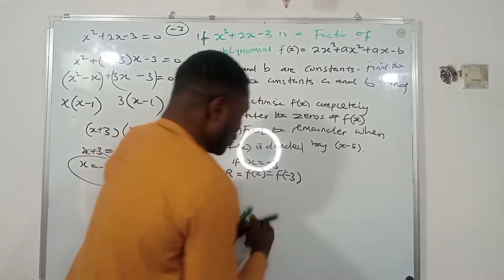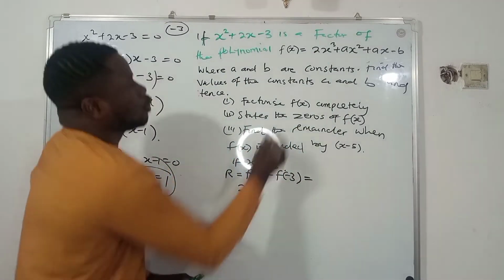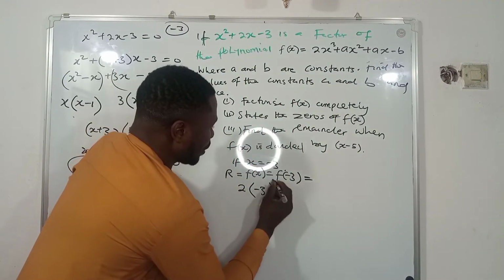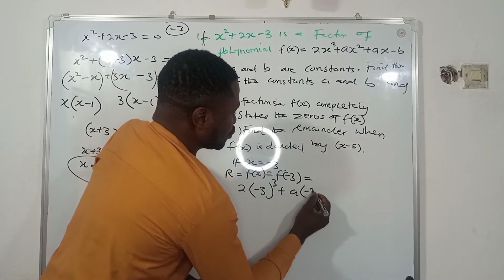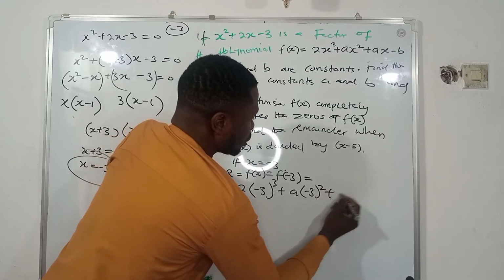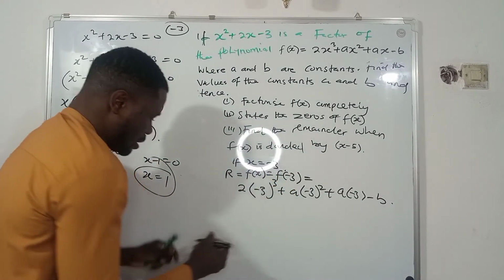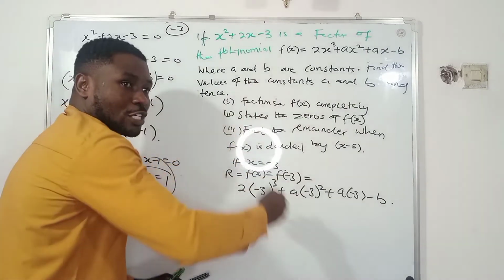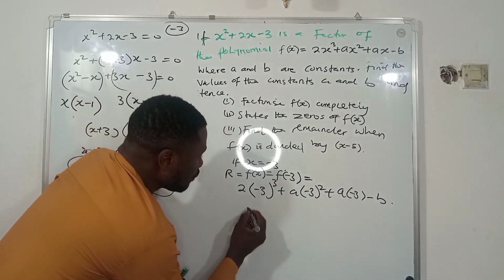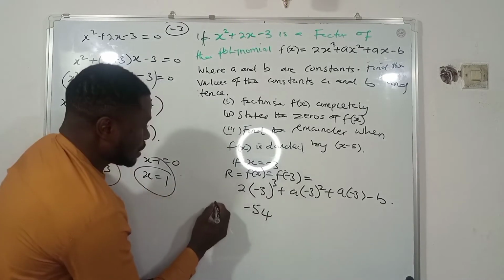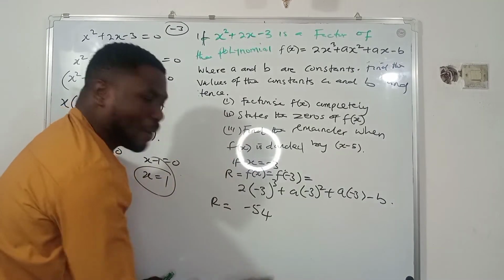So I will now have this to be equal to, in this expression, 2 into minus 3 raised to power 3, plus a into minus 3 raised to power 2, plus a into minus 3, and then minus b. Of course, minus 3 times minus 3 times minus 3 will be minus 27, and minus 27 times 2 will give us minus 54. Remember, we are saying that the remainder is what we are looking for.